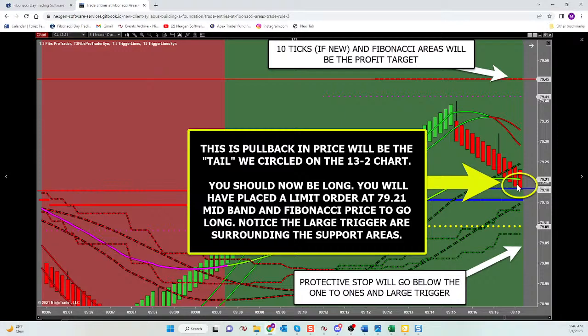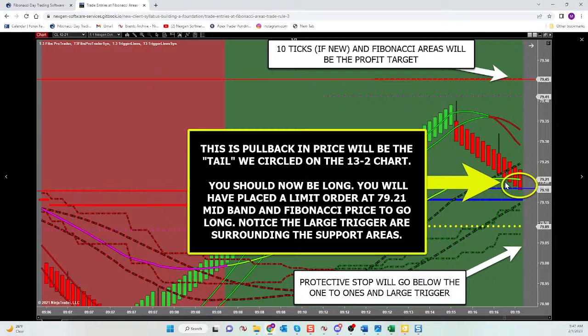A long position means that you've bought the market. You're anticipating the market to go up. You've used your advantages. You've identified your area. You've entered the market. Your protective stop will go below that window where the market shouldn't go. And I use that phrase because it's important when you're thinking about stop placement. Where the market shouldn't go.